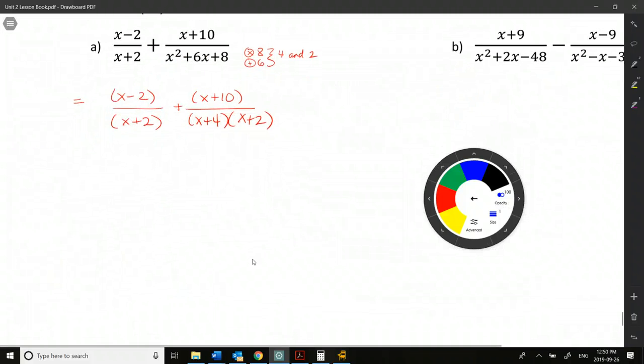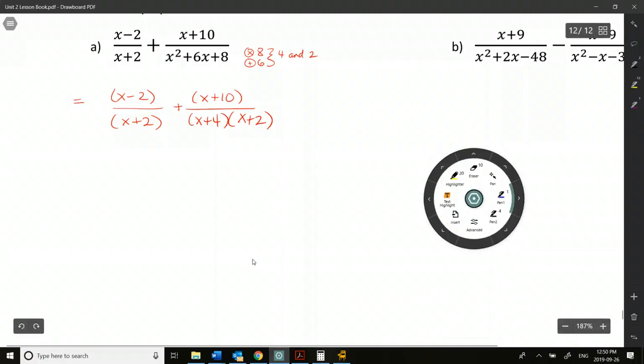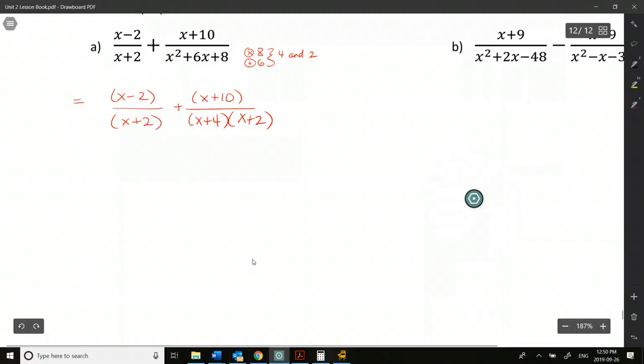So in these cases, I like to just think of it as each side needs what the other side has. Right now they both have x plus 2's, but the fraction on the left is missing the x plus 4 that the fraction on the right has. Does that make sense? So this side needs the x plus 4. And I can't just put it into the denominator, I must also put it into the numerator.